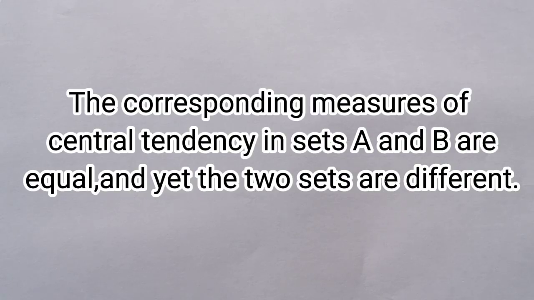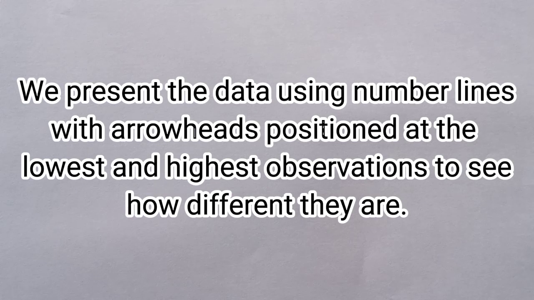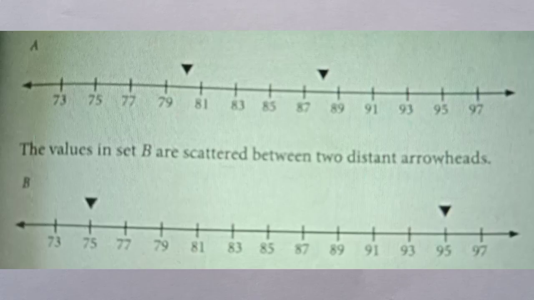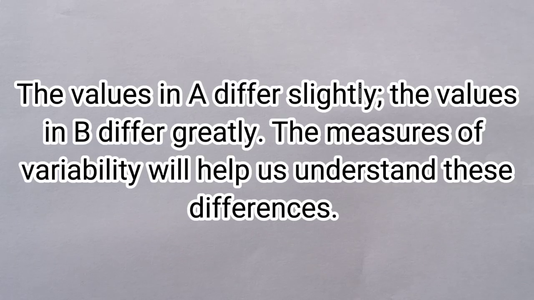The corresponding measures of central tendency in sets A and B are equal, and yet the two sets are different. We present the data using number lines with arrowheads positioned at the lowest and highest observations to see how different they are. In the number line below, the values in A are clustered between two neighboring arrowheads. The values in set B are scattered between two distant arrowheads. The values in A differ slightly. The values in B differ greatly. So the measures of variability will help us understand these differences.